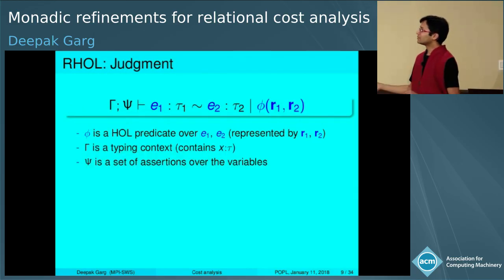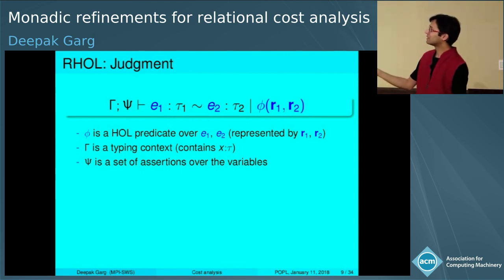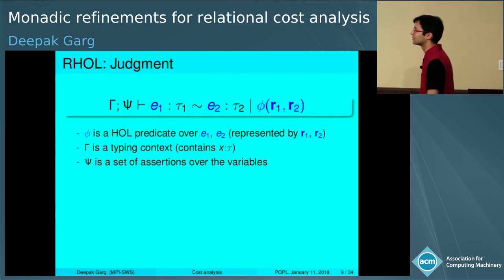Okay, the key judgment that RHOL has, this is the actual judgment used for doing proofs. It looks like this. As a convention, I'm going to use blue to highlight the parts of the judgment that you should really focus on. There's a lot going on here, just focus on the blue parts. So this judgment says that the two expressions, E1 and E2, of types tau1 and tau2, are related to each other at the predicate phi. And this phi is an arbitrary HOL predicate over E1, E2. By convention, I'm going to represent these by the variables R1, R2. So R1 is implicitly bound to E1, and R2 is implicitly bound to E2. These are just something I need to write the predicates in examples.